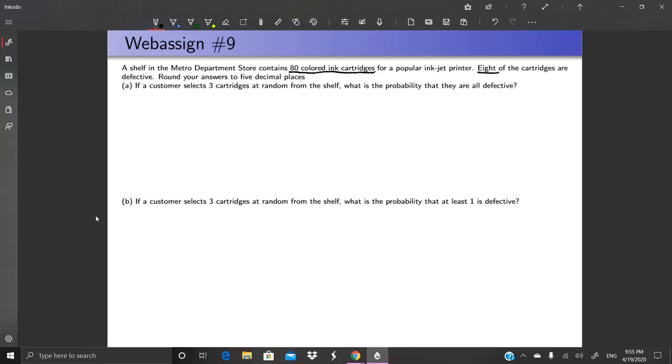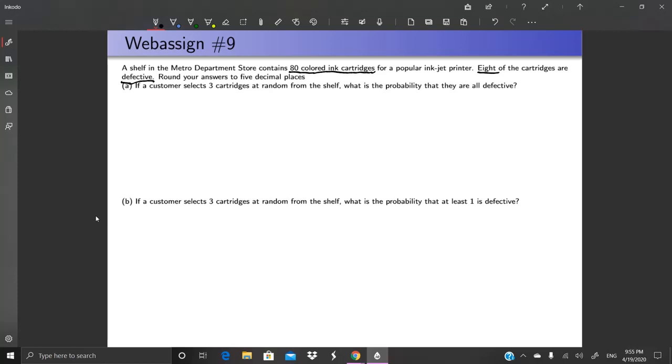So 8 are defective. Whenever you see a question like this, you ask yourself, what information do I have so far from just this? We have 80 total, 8 are defective, which means that 72 of them are not defective. So 72 are good, 8 are bad, 80 total. All right, now let's look at what the question is asking us. And we have to round to 5 decimal places.